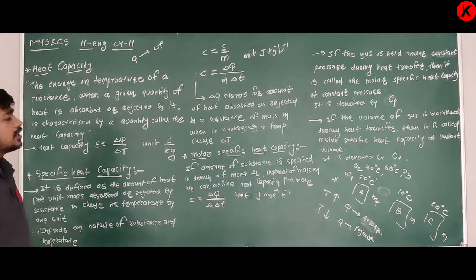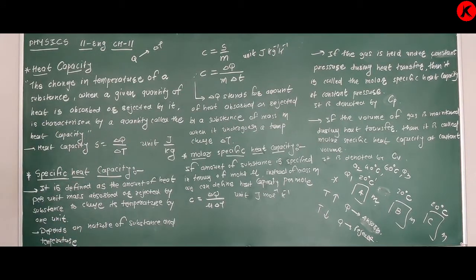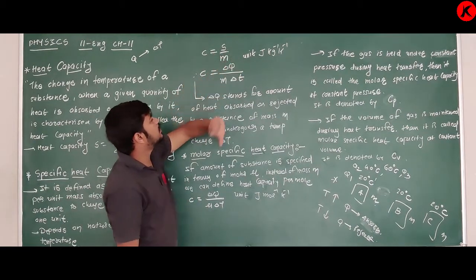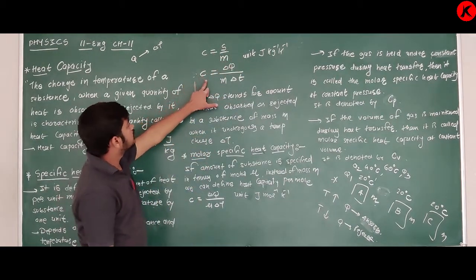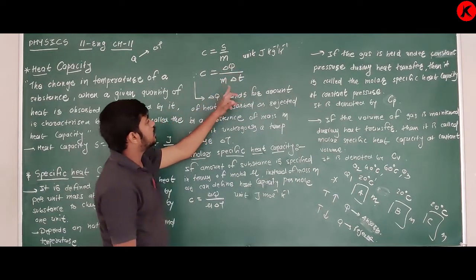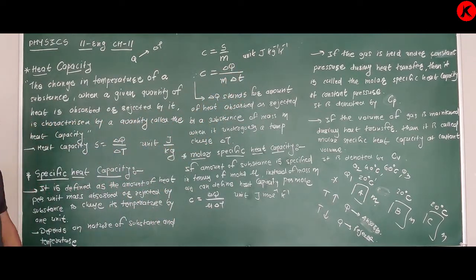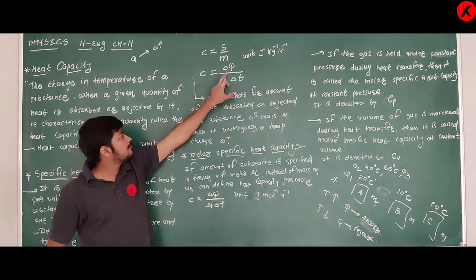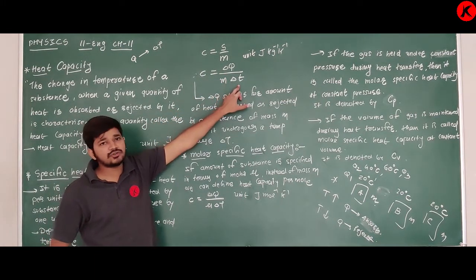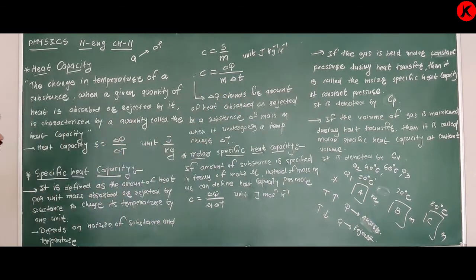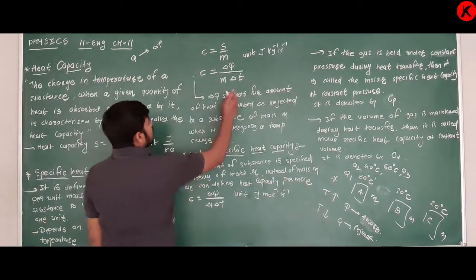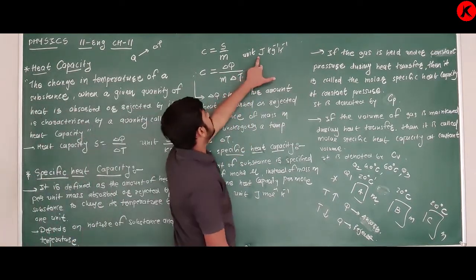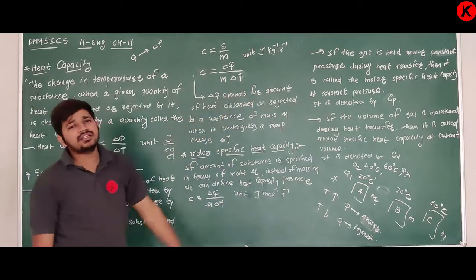It depends on the nature of the substance and temperature. Yes, two things. Okay, what is this specific heat capacity? This specific heat capacity, C, is equal to heat capacity per unit mass. So what is its equation? C is equal to delta Q upon M delta T. Heat absorbed or rejected per unit mass per unit temperature. Clear? Yes, delta T, that is temperature. Okay, its unit is joule per kg per Kelvin.